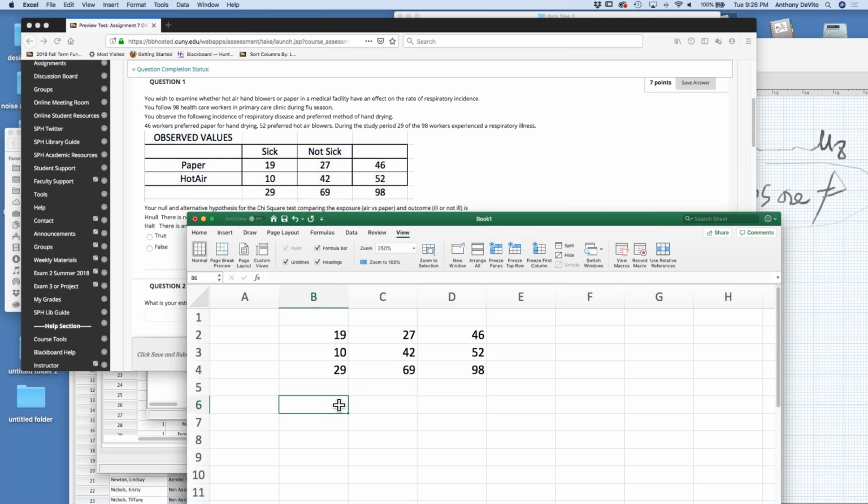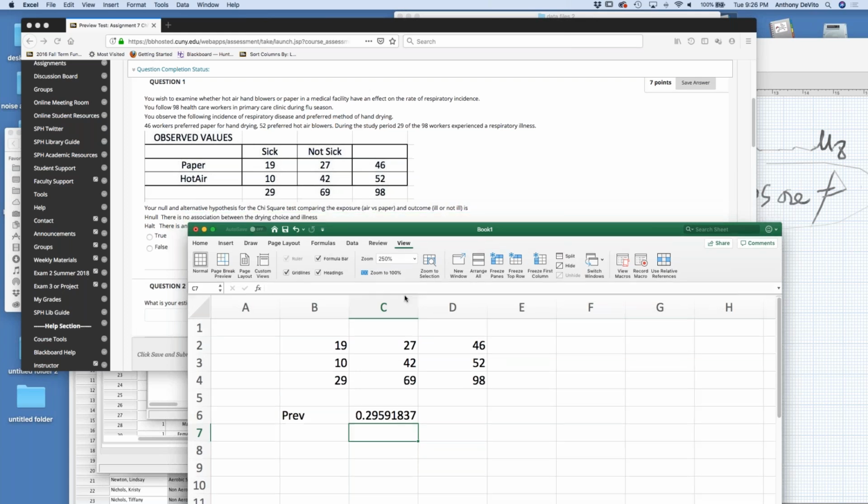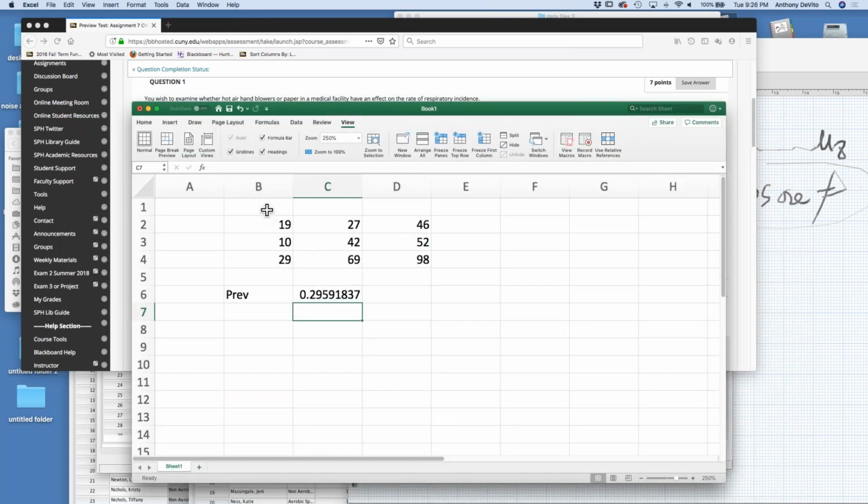Yeah. Okay, so prevalence. The prevalence is going to be equal to 29 divided by 98. Prevalence in this population is going to be approximated by this. Okay, so now let's say that this is our expected value. These are our observed values.